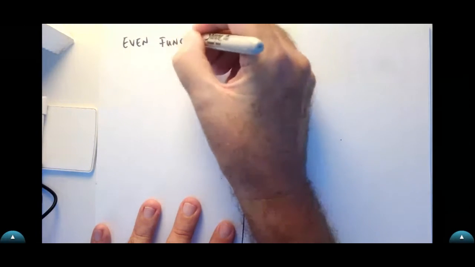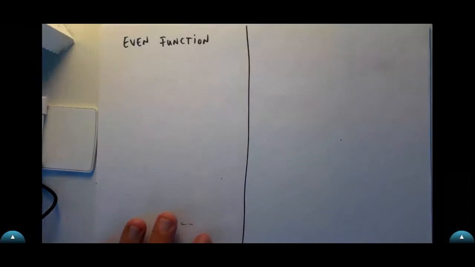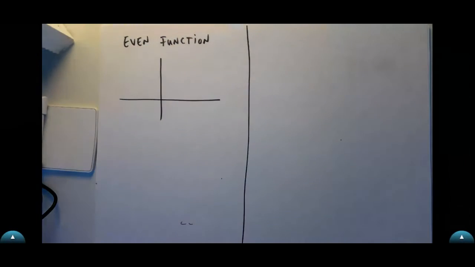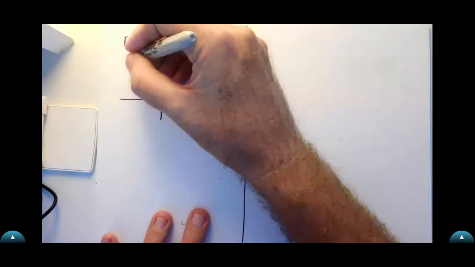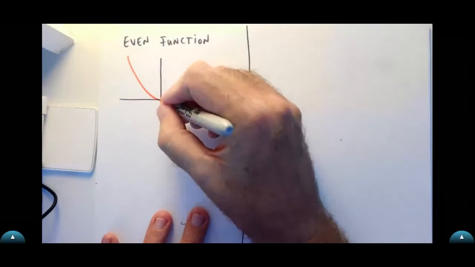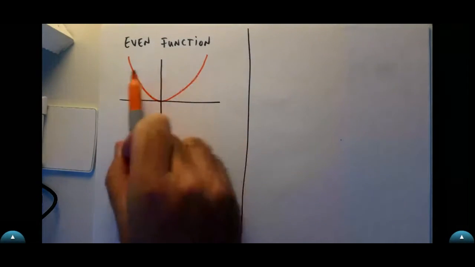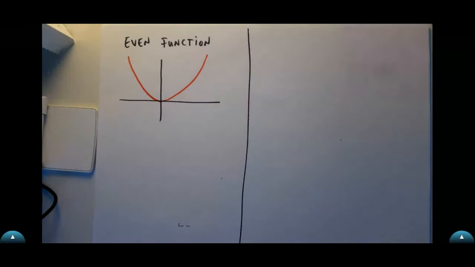So let me share my document camera with you. Okay, so this is one of the ideas that I like to use when talking about even functions and odd functions. Okay, so the way that I remember it is that with an even function, you have this reflection in the y-axis.